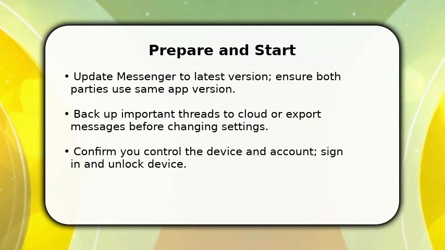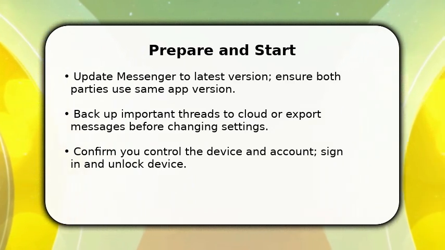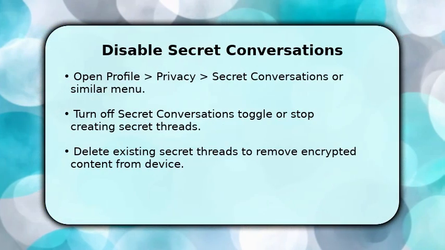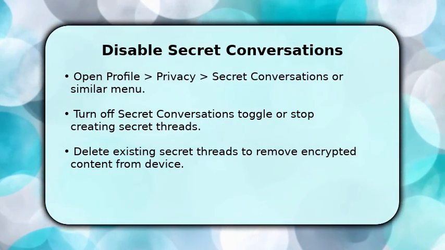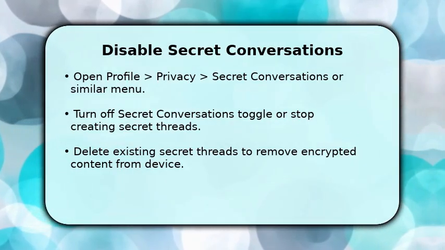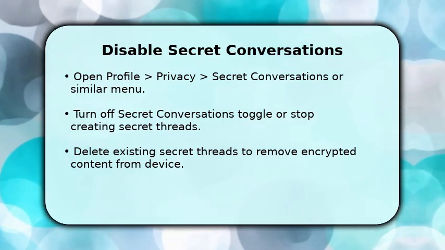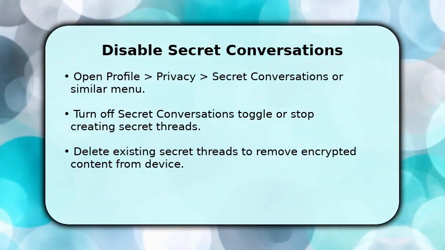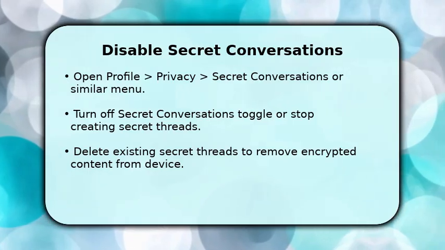Now you move into the complex middle steps. Locate secret conversations under privacy settings and switch the feature off. This prevents new end-to-end encrypted threads. If the app lacks a global toggle, simply stop initiating secret threads and avoid options labeled secret or encrypted.